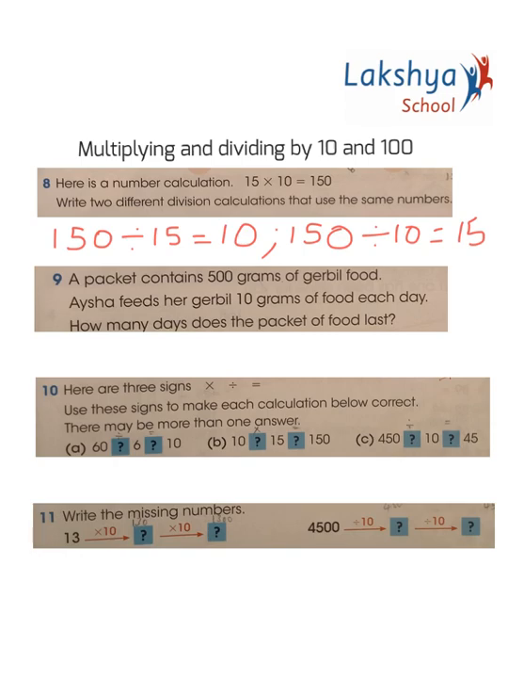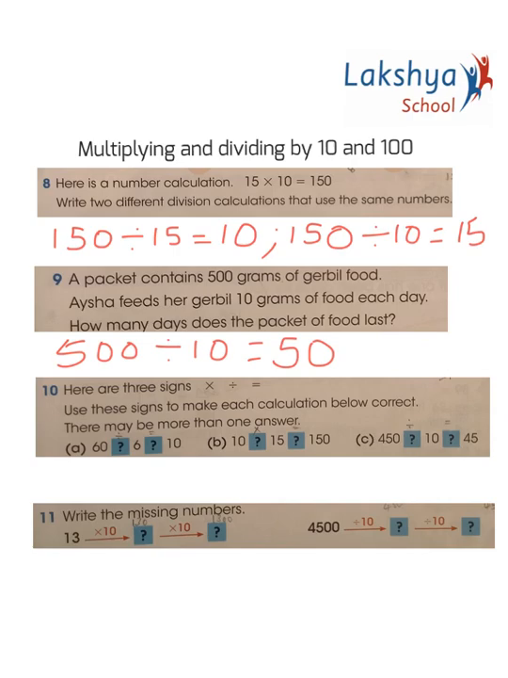Question number 9. A packet contains 500 grams of gerbil food. Aisha feeds her gerbil 10 grams of food each day. How many days does the packet of food last? Over here, they say that she had 500 grams of the food and she feeds 10 grams each day. So what are we supposed to do? We need to divide the number by 10. That is 500 divided by 10 gives us 50, which is the number of days the packet of food will last.